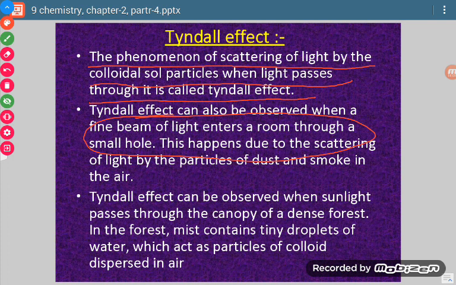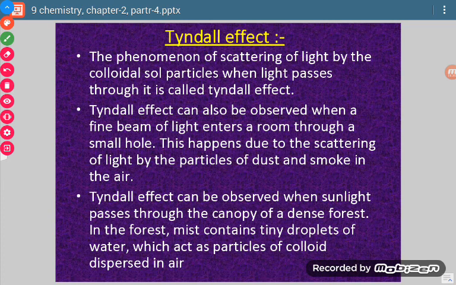Okay, now it can also be observed when we are in the forest and there is mist around, then when sunlight passes through that mist, its path can also be seen. So there also it is Tyndall effect.